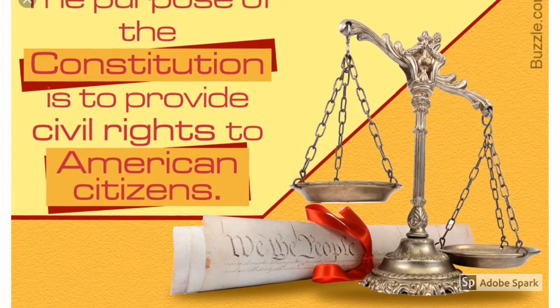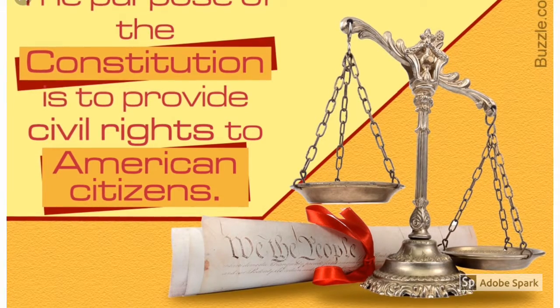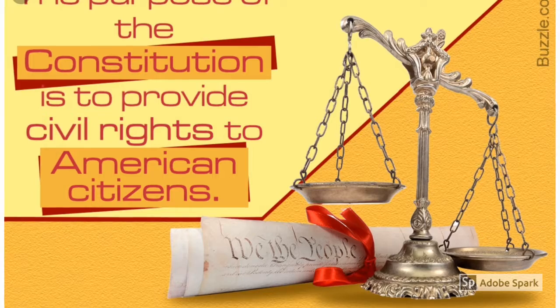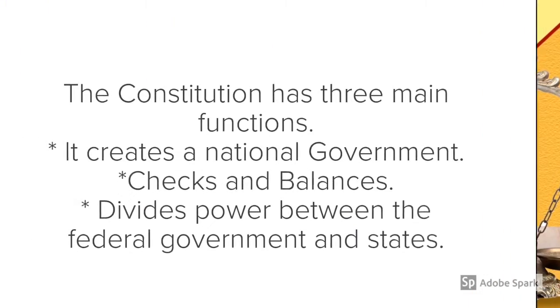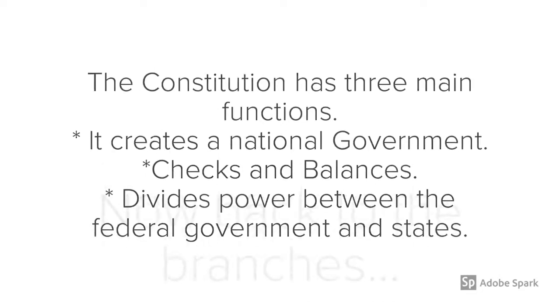Since we are covering each of these branches, we have to cover the Constitution, as there are articles in the Constitution that give each of these branches certain guidelines. The idea of the Constitution is that it has created the national government of the legislative branch, the executive branch, and the judicial branch. Within this, we have the checks and balances, and it also divides power between the federal government and the states. The idea is to separate the power for the needs of the people.